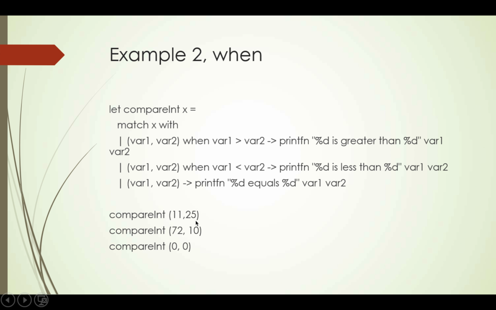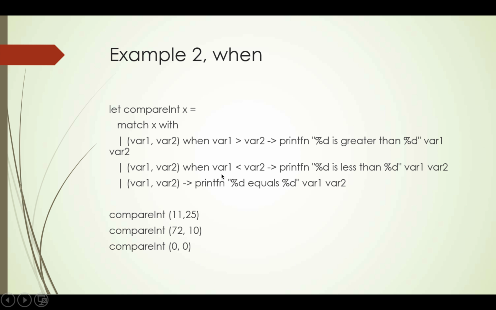Compare int 11 and 25. So we pass both of these through as a tuple. Alright, so now we have var1 and var2. When var1 is greater than var2, we print this is greater than that. Our var1 is not greater than our var2, so that is not correct. So we go down to our next one.